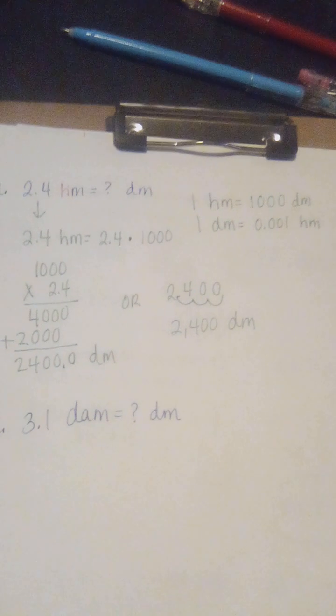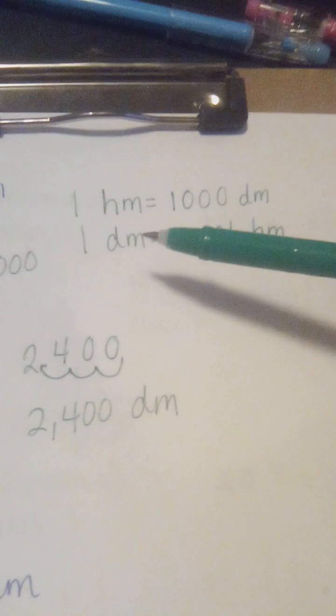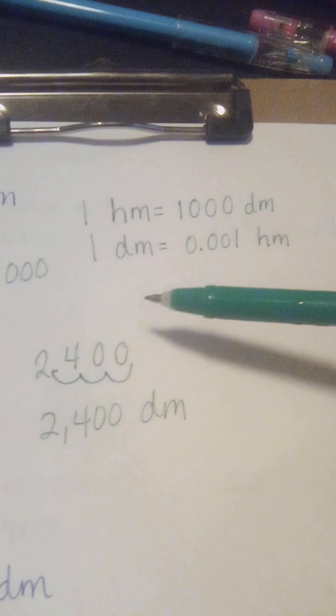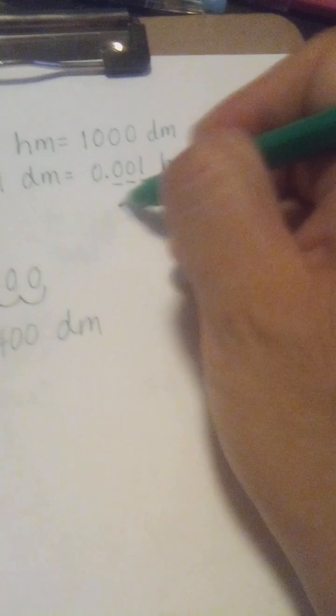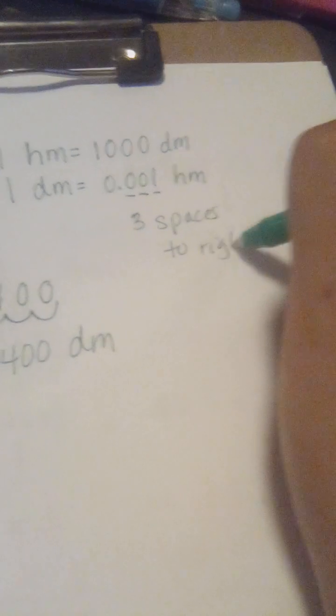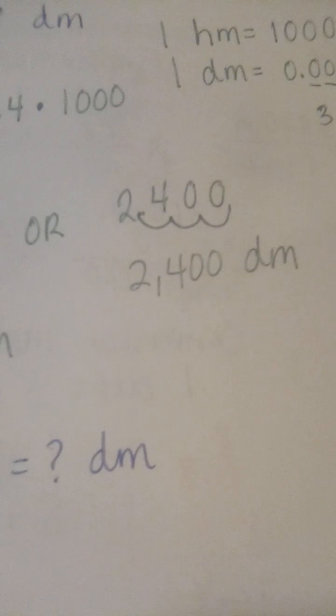So any questions on this part? Remember, when you see the 2.4 hectometers, and this is the conversion, 1 hectometer equals 1,000 decimeters, 1 decimeter equals 0.001 hectometer, so that tells you 3 spaces, 1, 2, and 3. That's 3 spaces to the right. In this case, it's 3 here. You move the decimal point 3 spaces to the right. And that's how you get 2,400.